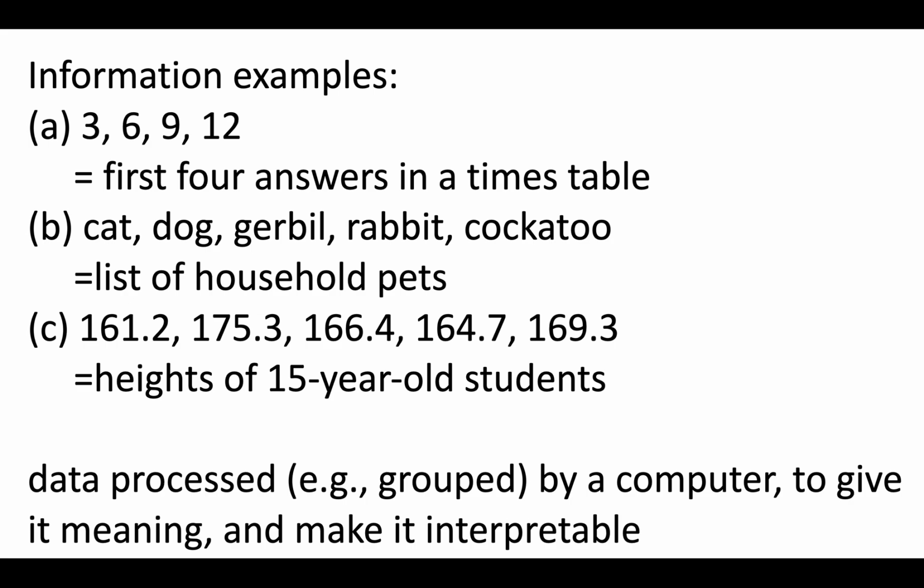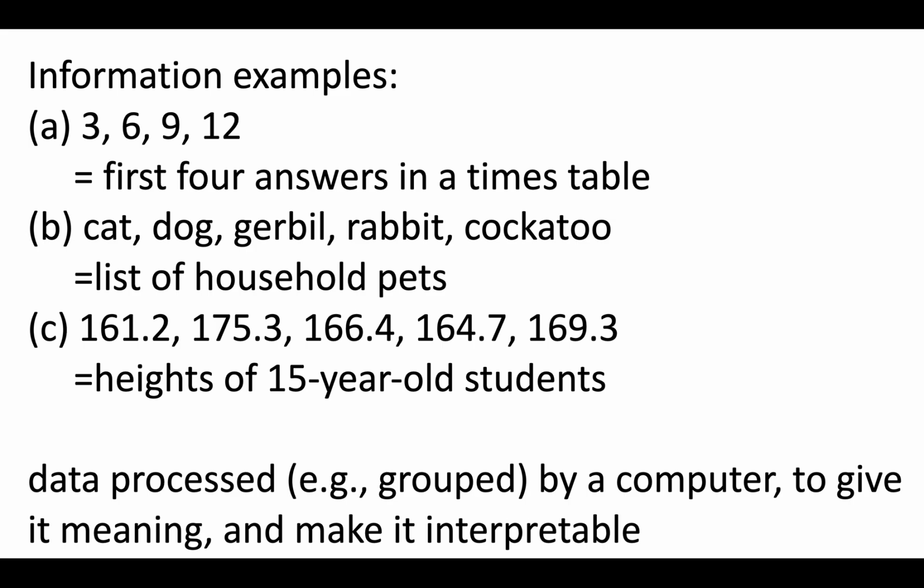Here's some examples of information. The general numbers 3, 6, 9, and 12 are the first four answers in a times table, a 3 times table. 3 times 1 is 3, 3 times 2 is 6, etc. Here's some other examples of information. B. Cat, dog, gerbil, rabbit, and cockatoo is a list of household pets. And C, these different numbers are heights of different 15-year-old students.